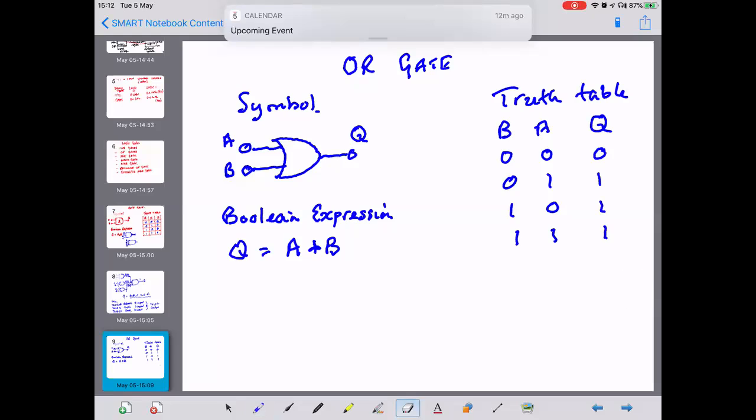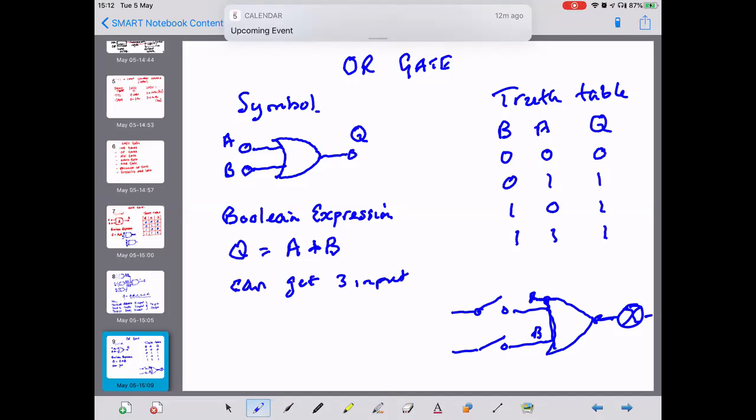So if we had a circuit with two switches, and you wanted to turn on a lamp with any one of those two switches, you could put an OR gate in. It needs more circuitry, but any one of those two being turned on would turn that lamp on. Again, you can get 3 input. With an OR gate, there's only one way you can have no output, and that is when all the inputs are logic low or 0.